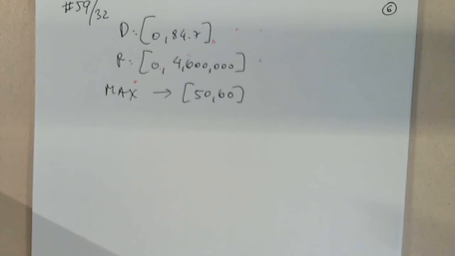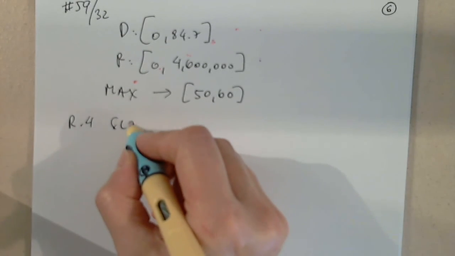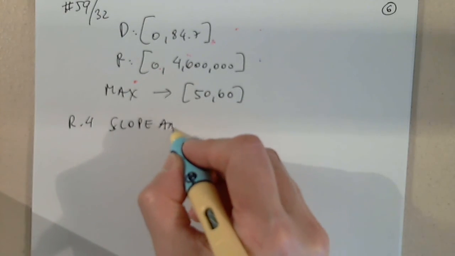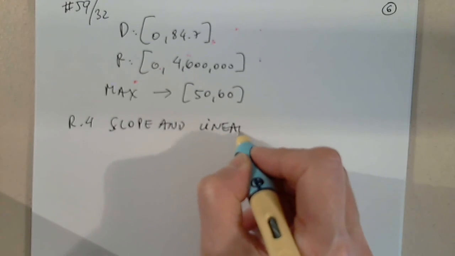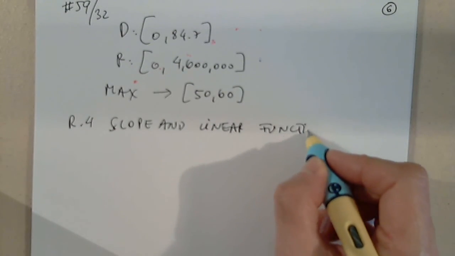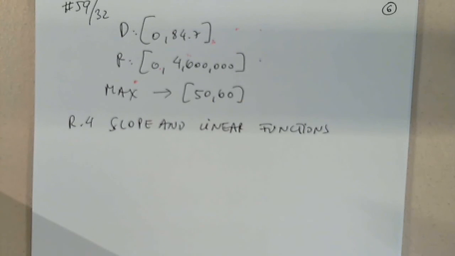Okay, we're moving on to R.4, and this is slope and linear functions. And again, this is all a review for you. So I'm going directly to a couple of problems that I would like to look at. And the first one is problem 69 on page 46.